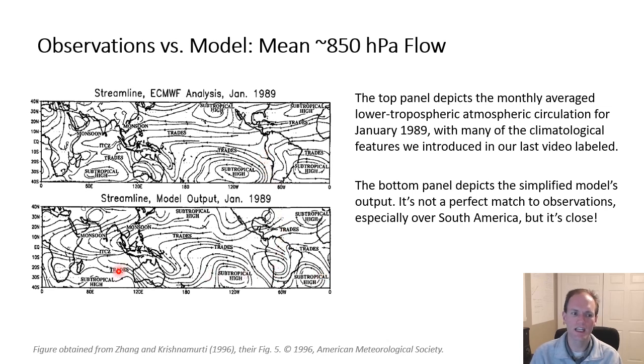But by and large, they're very similar. You get oceanic subtropical highs. You get easterly trade winds, especially in the Pacific and Atlantic basins. You get this monsoonal circulation here near Australia and the maritime continent. And even in the northern hemisphere, the features are a pretty good match, despite it being the winter time there.